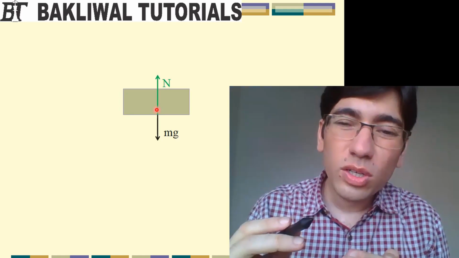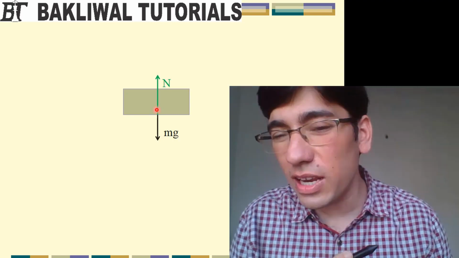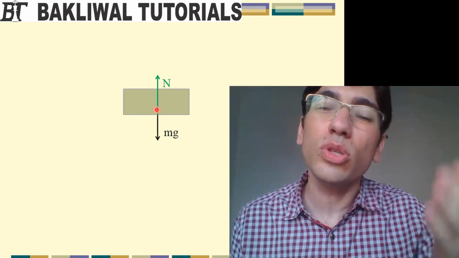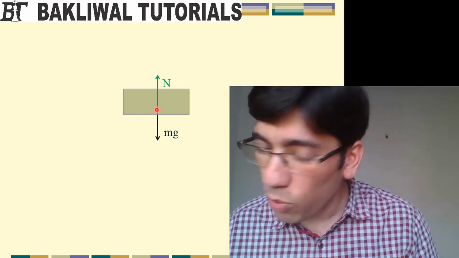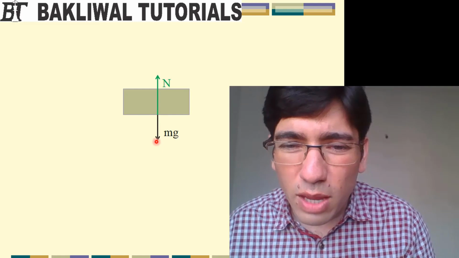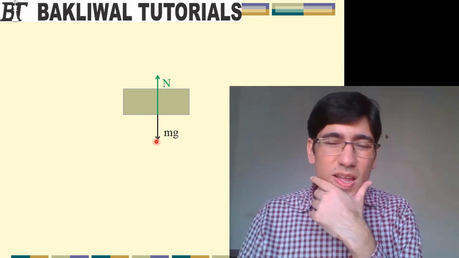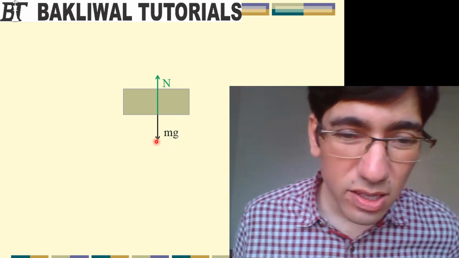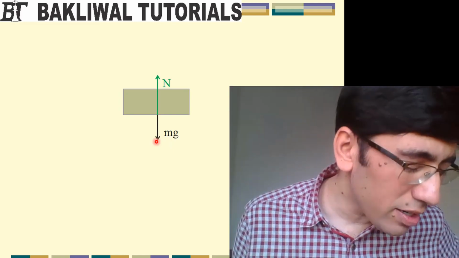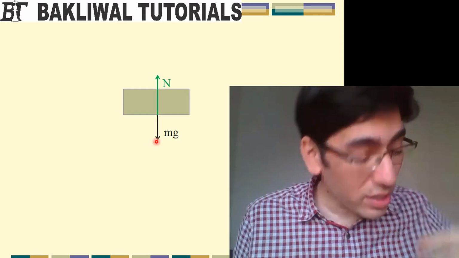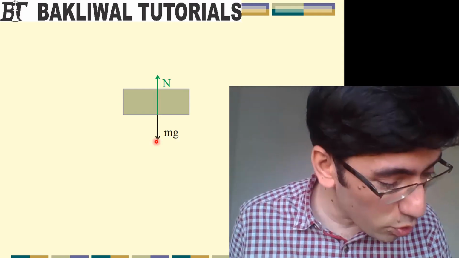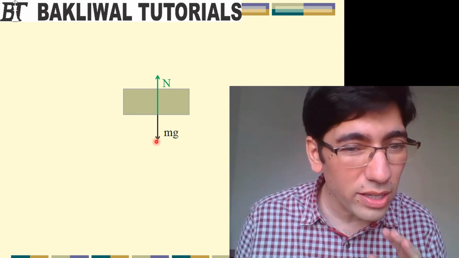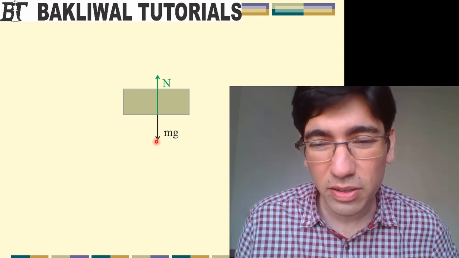So now let me ask you something very important. If they do not form an action reaction pair, what is the reaction to this force mg? What is the reaction to this force mg? Let me see what your answers are. Normal. Come on, I just told you this normal force and this mg force are both acting on the block, and they just cannot form an action reaction pair.